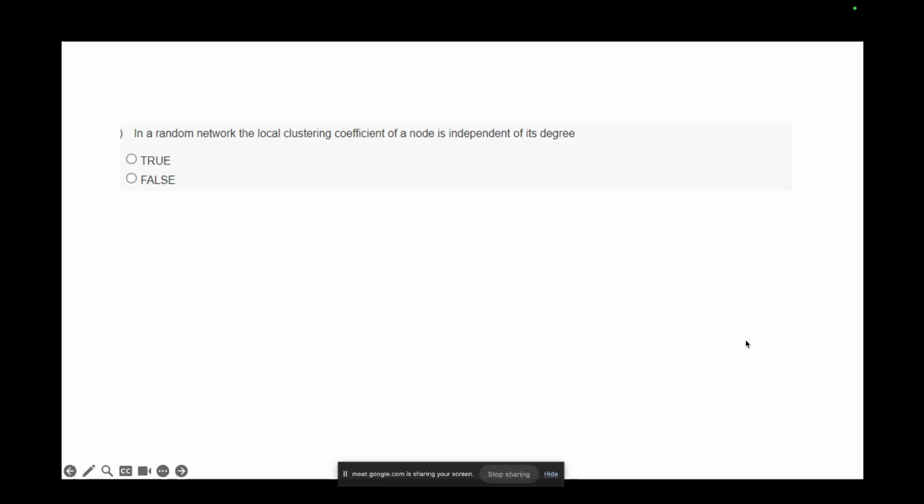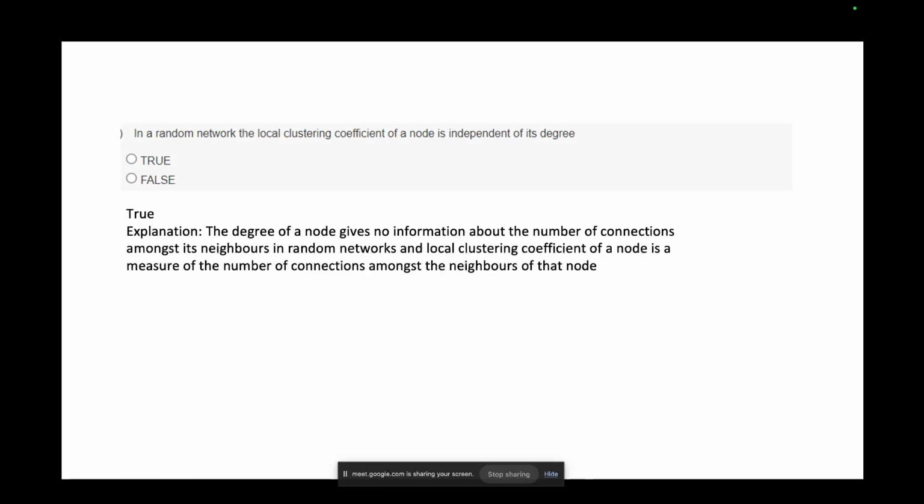So the answer is true, and the explanation is that the degree of a node gives information about the number of connections of that node, right, in a random network. And the local clustering coefficient of a node is a measure of the number of connections amongst the neighbors of the node. It's not about the degree of that particular node.